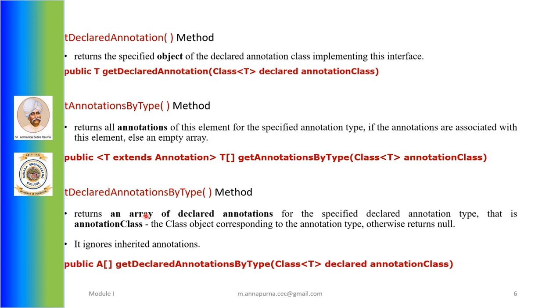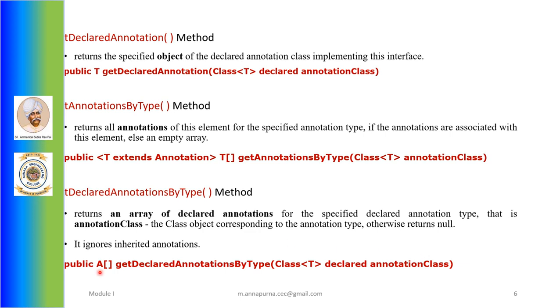Lastly, we have the getDeclaredAnnotationsByType method. The getDeclaredAnnotationsByType method of java.lang.Class class is used to get the declared annotations of the specified declared annotation type present in this class. The method returns an array of declared annotations for the specified declared annotation type if such an annotation is directly present. Otherwise, it returns null.